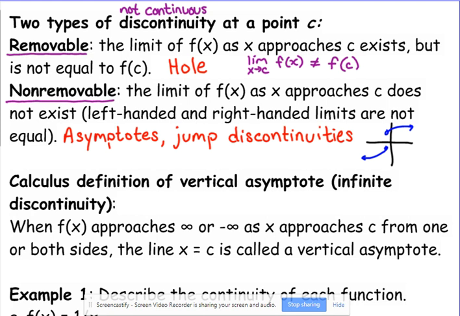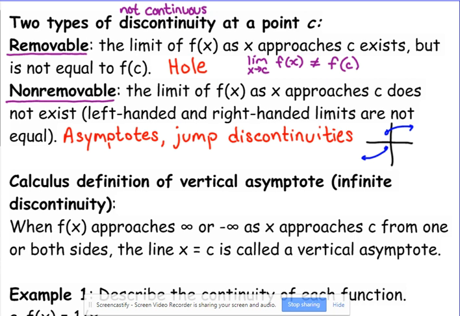But to give you a visual, asymptotes and jump discontinuities come from piecewise functions. Like in the picture that I've drawn here, the left side is coming up and then it jumps to another y value and the right side continues. So those are what we call non-removable. It's not just a single point that would fix the discontinuity. It's a bigger problem than that.